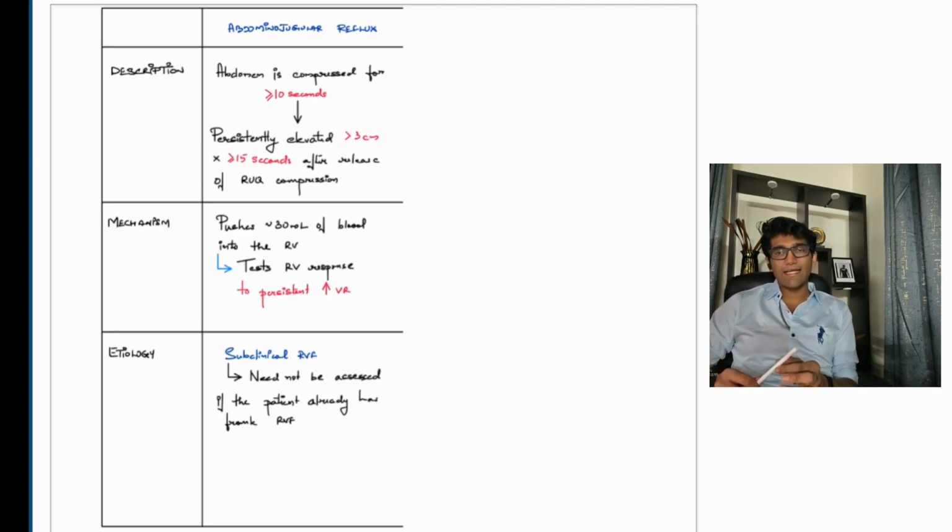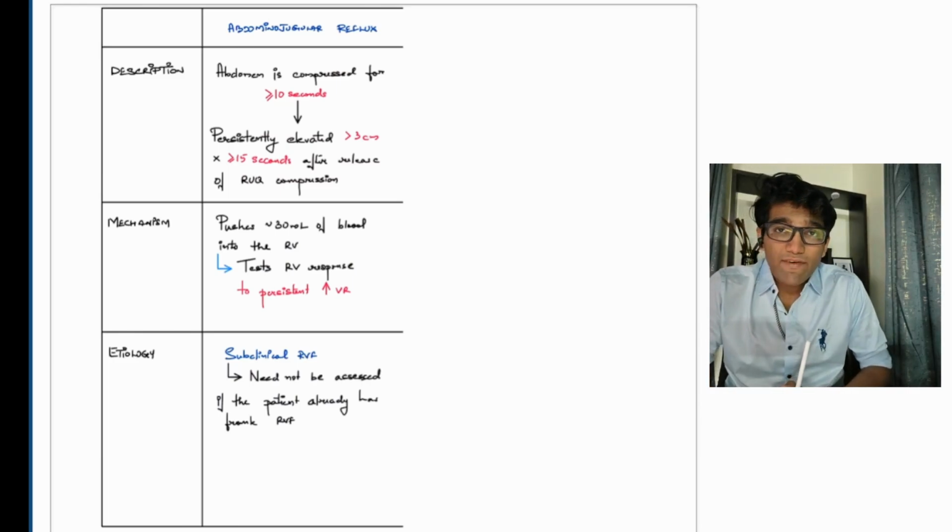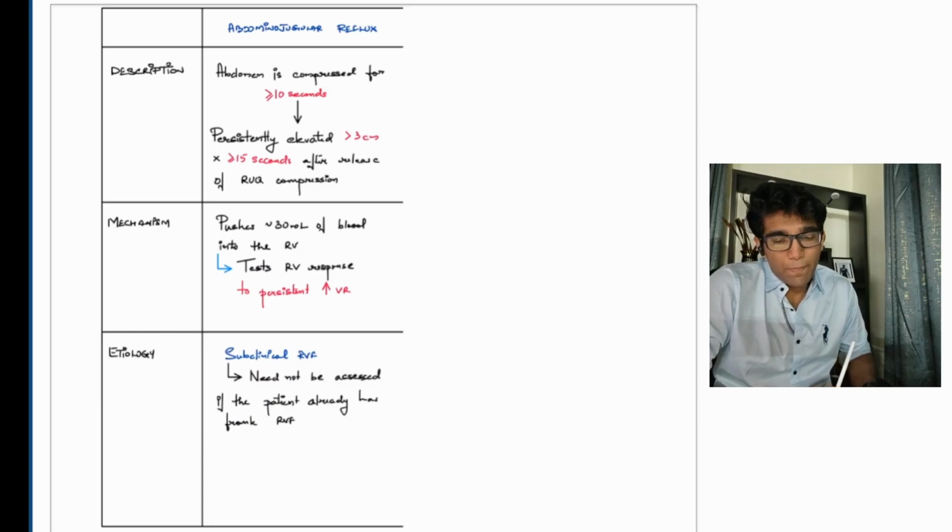Now, unlike whatever we have discussed as of now, the large A wave with decreased Y descent, the large V wave with rapid Y descent, and the abnormalities of X descent, this is not representative of right ventricular diastolic dysfunction. It is a finding that represents right ventricular systolic dysfunction. I hope that much is clear. So this is the only JVP finding that represents right ventricular systolic dysfunction.